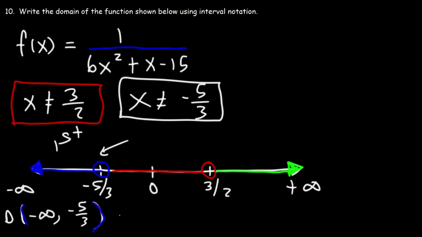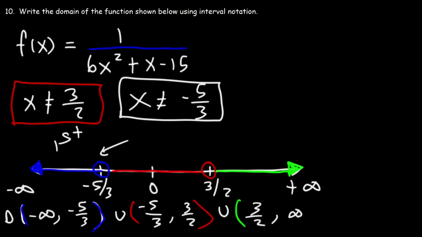Now the second part, which we're going to highlight in red, starts from negative 5 over 3 and ends at 3 over 2. Now the third part, which is in green, begins at 3 over 2 and ends at infinity. So that's how you can write the domain for this particular rational function.